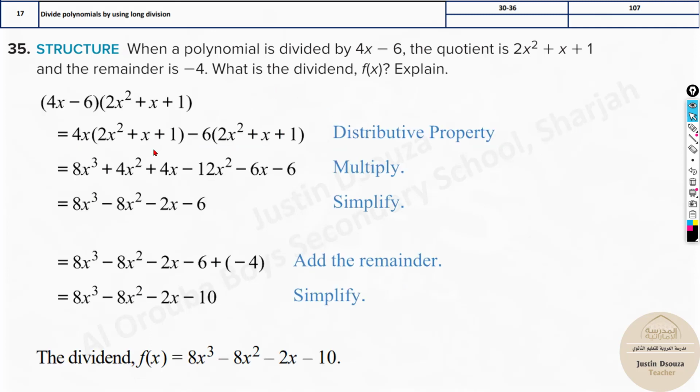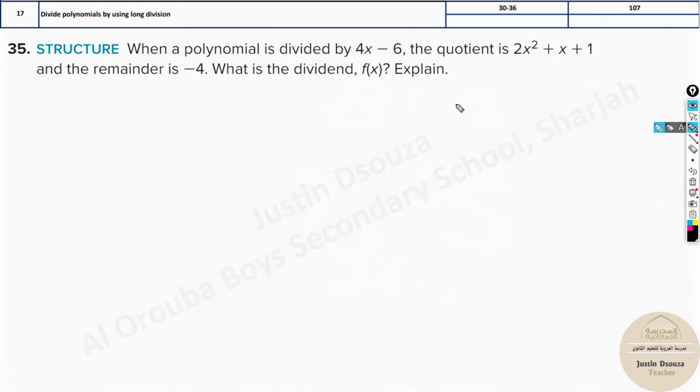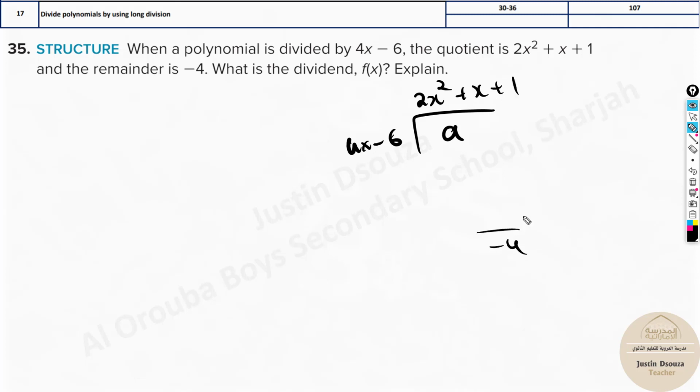Now again over here, same thing, guys. Oh, I'm sorry. I just realized over here they have told polynomial is divided by this, and the answer is given and the remainder is given. So it is basically some unknown value. Okay, I'll write A, you divide it by 4x minus 6. The quotient is given as 2x squared plus x plus 1, and finally the remainder is minus 4. How would you check? Multiply these two first. It'll be 2x squared plus x plus 1 multiplied by 4x minus 6.